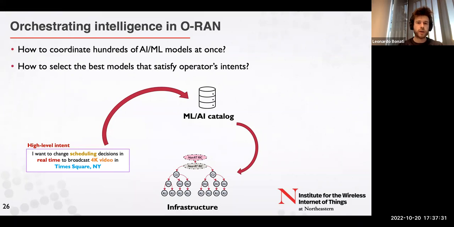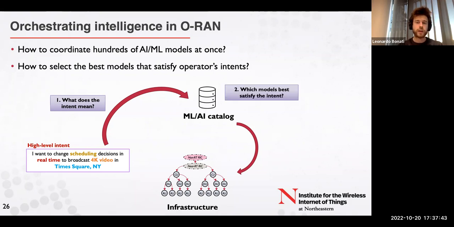So based on this, we first need to understand what this intent that the network operator expressed in a high-level language means. So we have to interpret this intent. And then after we interpret this intent, we have to understand which model is best suited to satisfy this intent.